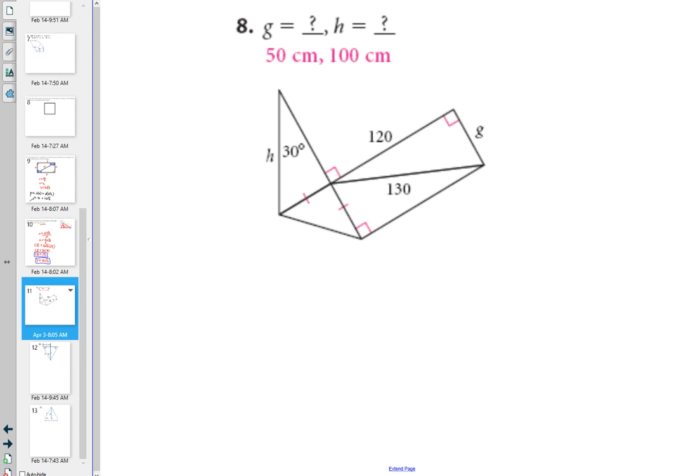So here they want us to find G and H. It looks like what type of a triangle is that? It is a 30, 60, 90. What type of triangle is this? Right. Also known as a 45, 45, 90. And then over here on this side, those are not special right triangles, but it looks like I don't need them to be because they're giving me two different side lengths.